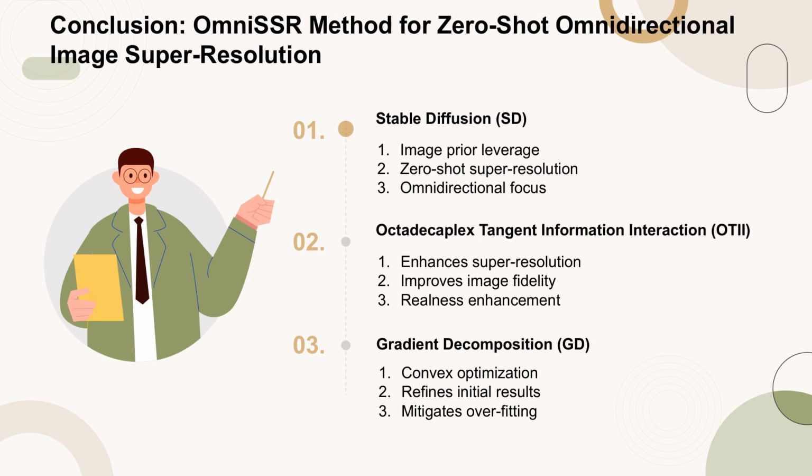The OmniSSR method leverages the image prior of Stable Diffusion, SD, to achieve zero-shot omnidirectional image super-resolution. The octadecaplex tangent information interaction, OTI, is employed to enhance the super-resolution process, improving the fidelity and realness of the restored images. Additionally, gradient decomposition, GD correction, based on convex optimization algorithms, refines the initial super-resolution results, further enhancing the quality of the images and mitigating overfitting issues.